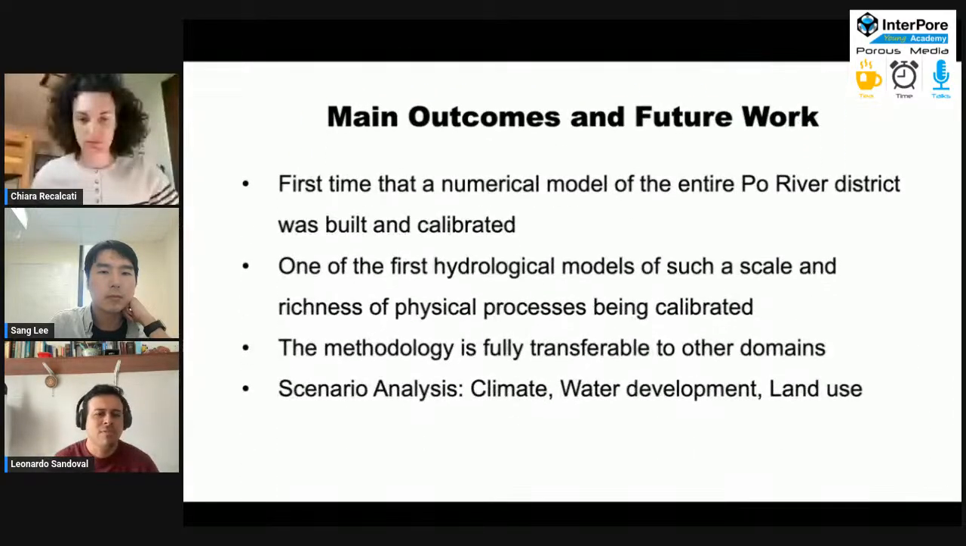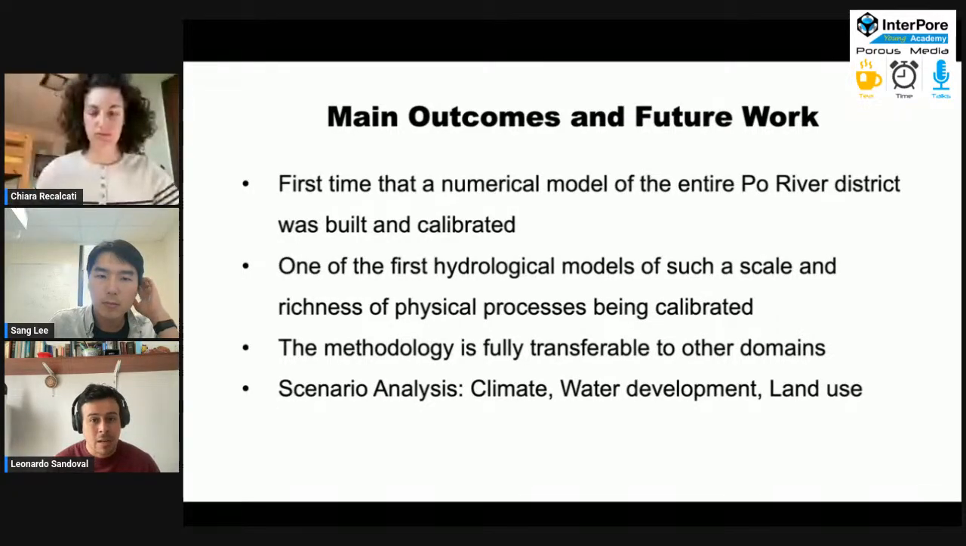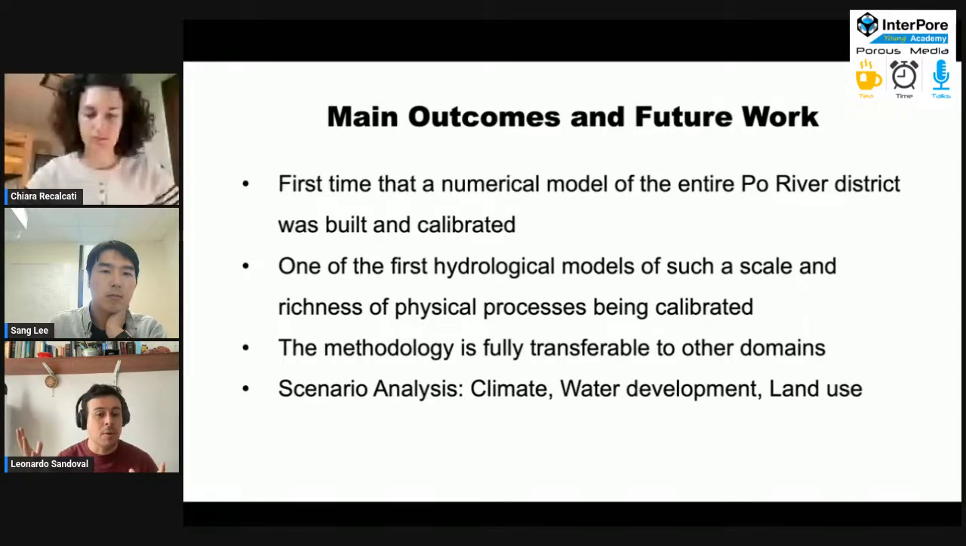And just some final messages of this very quick presentation. This was the first time that a numerical model of the entire Port River district was built and calibrated. It is one of the first hydrological models of such a scale and richness of physical processes to be calibrated. Usually, they simply cannot be calibrated. And it was possible to calibrate it because we integrated multiple methodologies. But the good news is that these methodologies can be fully transferable to other domains. Eventually, it will be possible to calibrate other large-scale systems using the methodology that I presented here today.